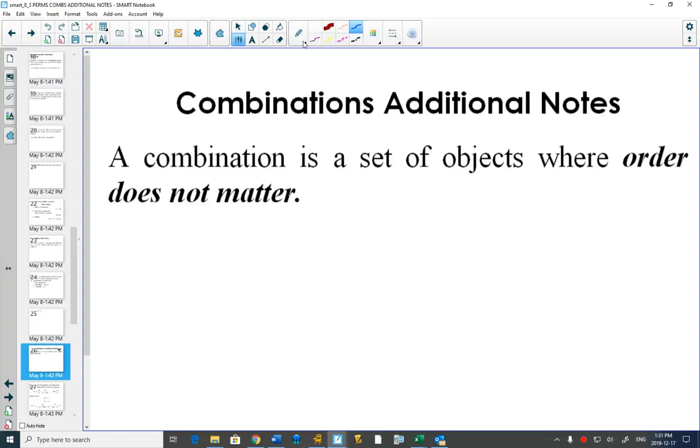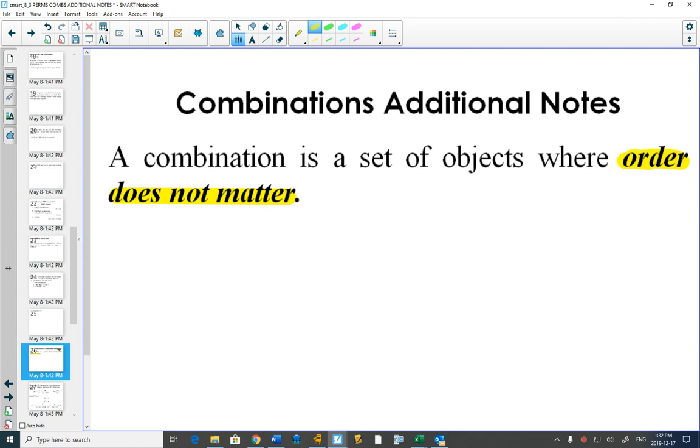So the main difference between permutations and combinations is that in a combination, the order does not matter. As we get ready for our exam, when you read a question and you have to count something, the first thing you're going to ask yourself is, does the order matter in this question? Should I go to my combinations route, or should I go to my permutations route?